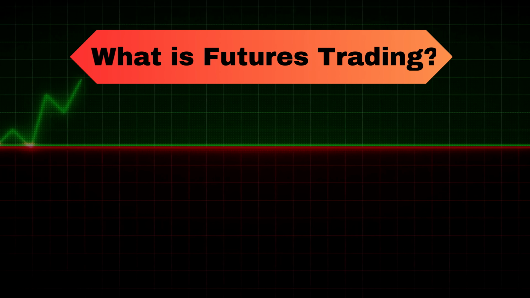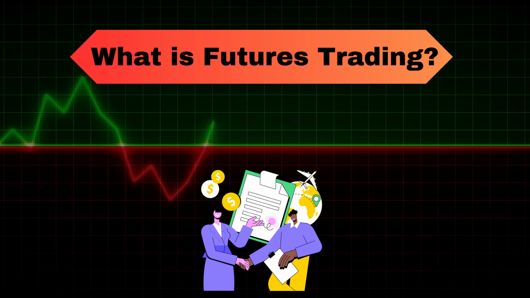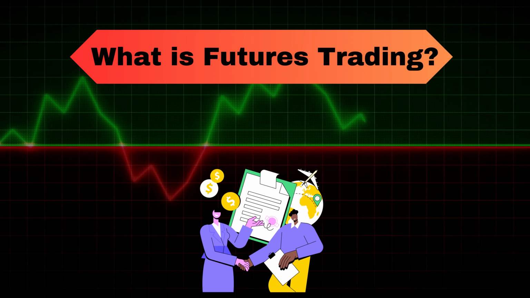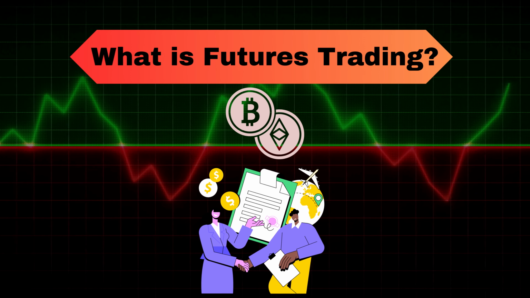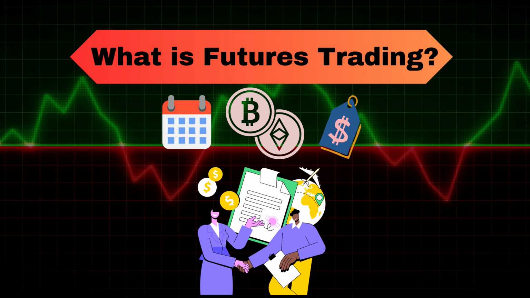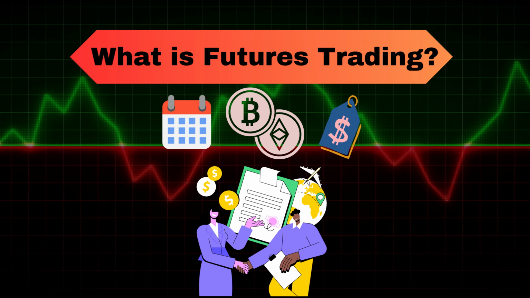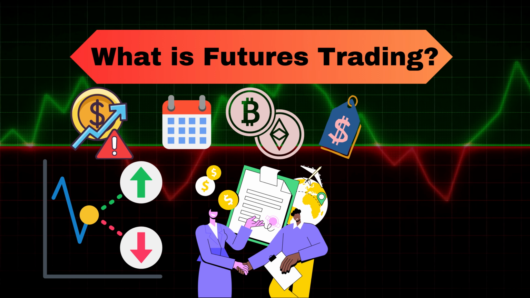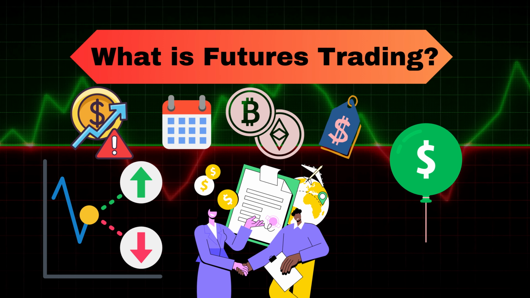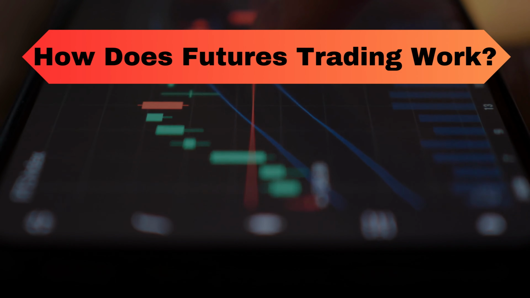What is futures trading? Futures trading is a contractual agreement between a buyer and a seller to buy or sell an underlying asset, such as Bitcoin or Ethereum, at a future date and at a predetermined price. This type of trading allows traders to hedge against price movements and manage risks, as well as speculate on future price movements. How does futures trading work?